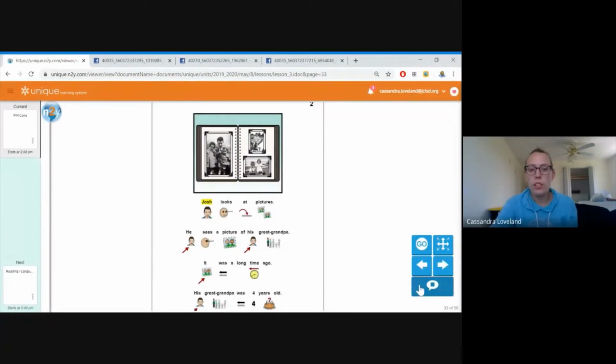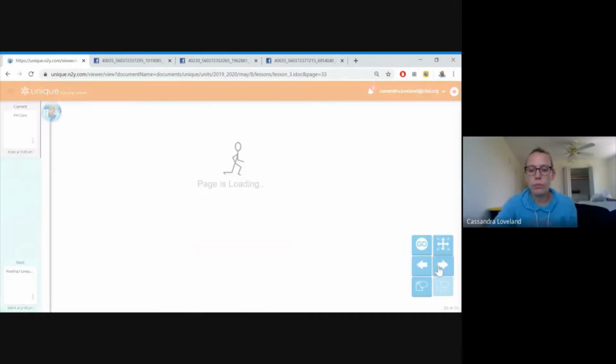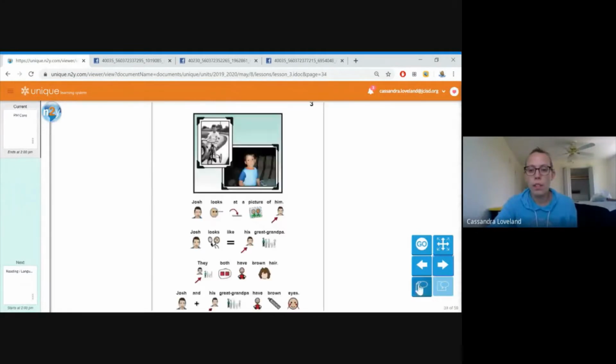Josh looks at pictures. He sees a picture of his great-grandpa. It was a long time ago. His great-grandpa was 4 years old. Josh looks at a picture of him. Josh looks like his great-grandpa. They both have brown hair. Josh and his great-grandpa have brown eyes.